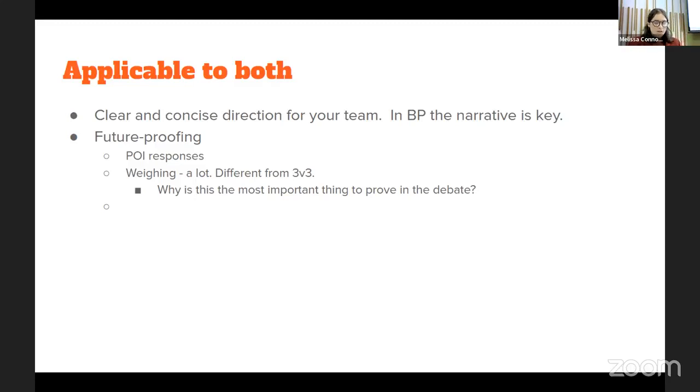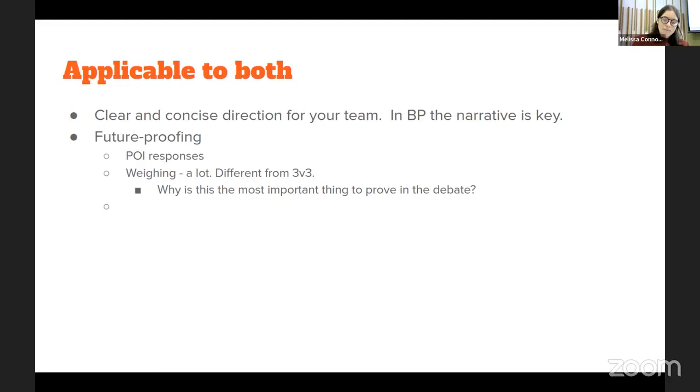The second thing for future-proofing is weighing. That was against the opposite diagonal closing team. Weighing is more against your own closing team and how to beat them. You want to be weighing a lot in your speeches, which is different from 3v3 in the amount that you're weighing, but also different in the way that you're weighing, because you're not saying this point is more important than the other side's point.